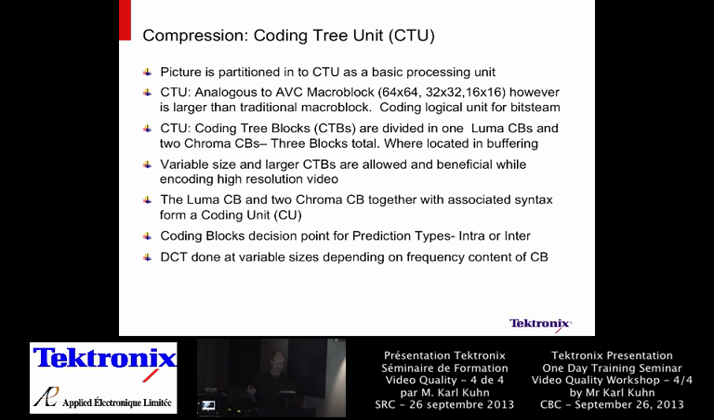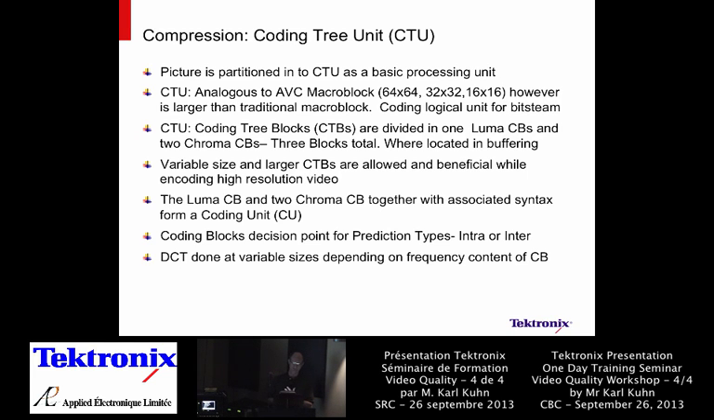There's one luma block and there's two chroma blocks, at least the method that I'm learning here. So there's a total of 3. This is where you locate the buffering. So the coding tree comes down to the coding blocks. That's actually where things are being buffered and processed and all that stuff.